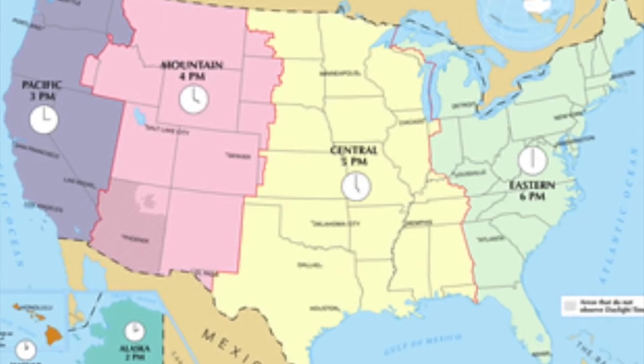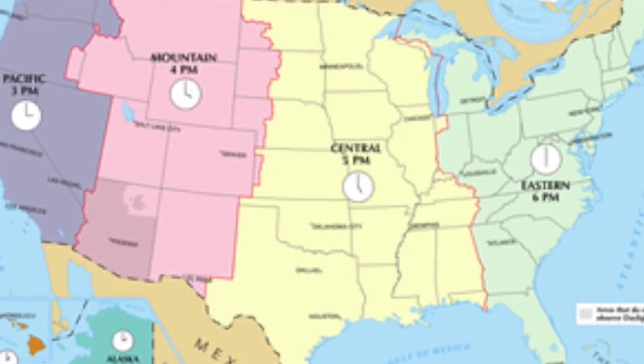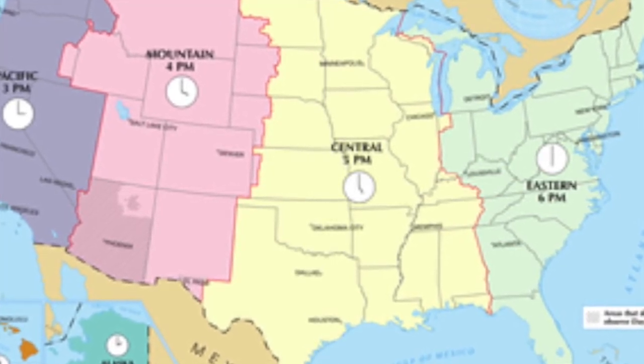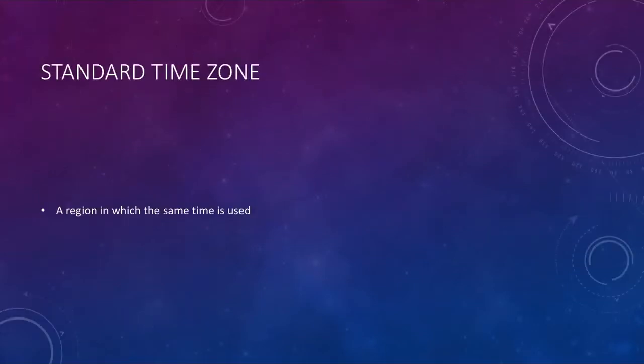Although this may seem like a geography lesson, you are about to find out that math plays a very important part in how time zones are calculated. If you are ready, we can begin. This lesson will introduce some of the important terms needed in our discussion of the time zones of the United States. First, it's important to know what a standard time zone is. A standard time zone is a region in which the same time is used.